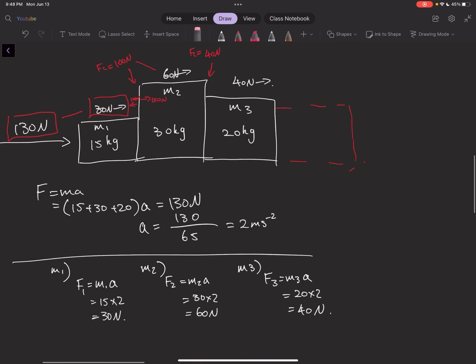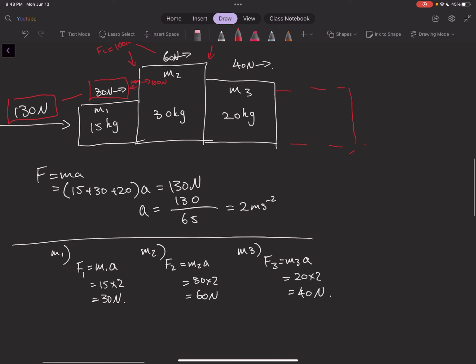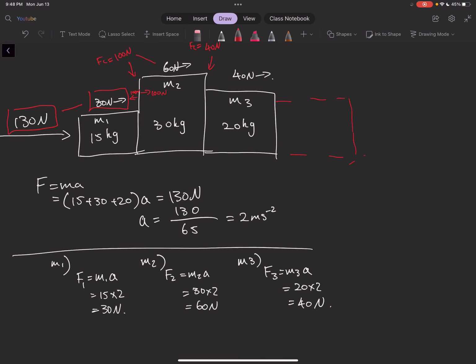Now, there are a few sanity checks that you can do to make sure you don't make any mistakes. The first is that F equals ma for each block individually needs to add up to the input force. In this case, 30 plus 60 plus 40 equals 130 newtons, so we know that's correct. The second sanity check is that the contact force plus all the forces before it also needs to add up to 130.